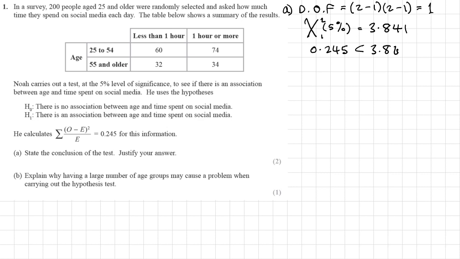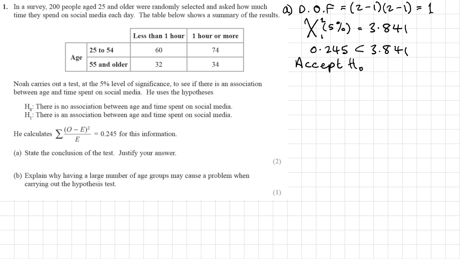So 0.245 is less than 3.841. That means that we're going to accept H0. In other words, there's no association between age and time spent. If there was an association, then these values would be a lot different to what we expect.